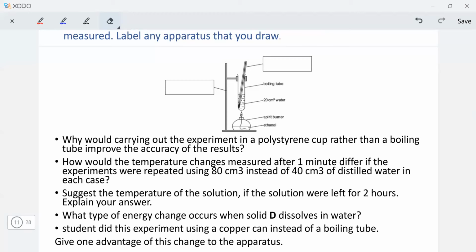What type of energy change occurs when the solid D dissolves in water? I'm going to watch out for my results. If the temperature is increasing, this is an exothermic reaction. What about if the temperature is decreasing? I'm going to say that this is an endothermic reaction.